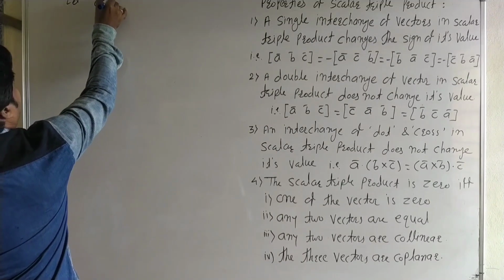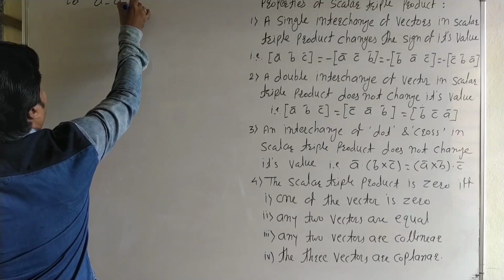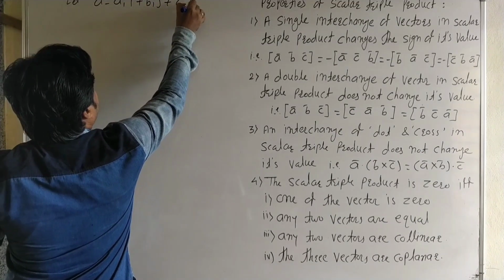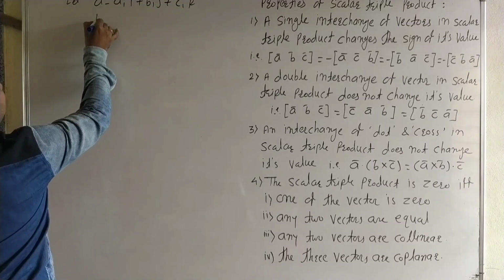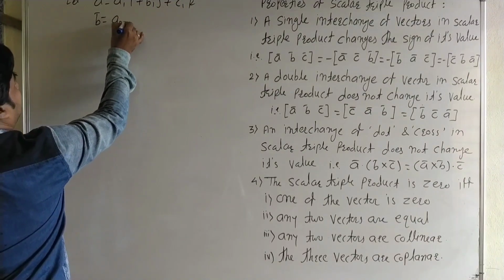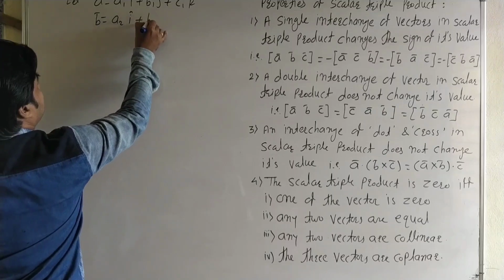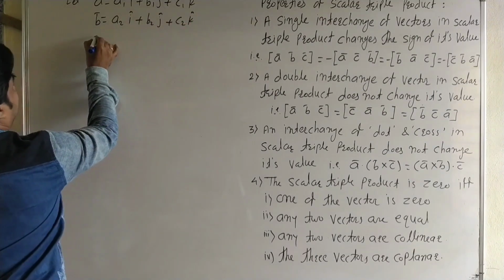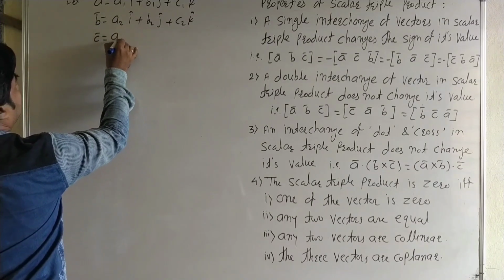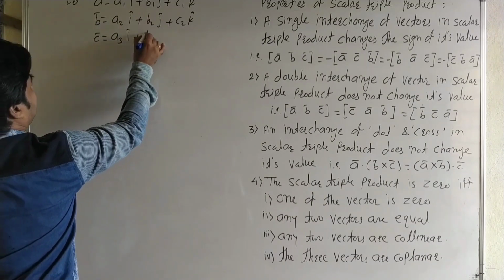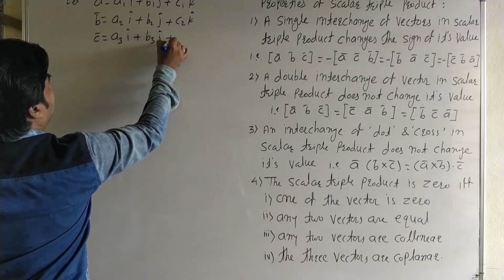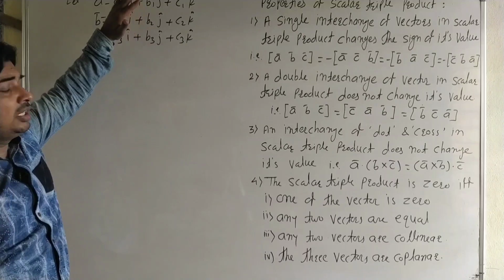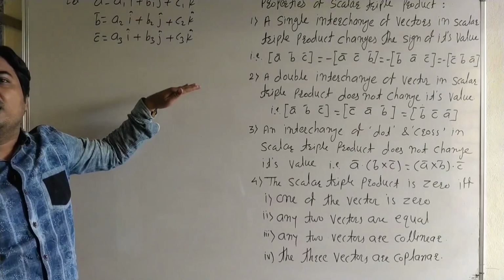A bar is equal to A1 i cap plus B1 j cap plus C1 k cap, B bar is equal to A2 i cap plus B2 j cap plus C2 k cap, and C bar is equal to A3 i cap plus B3 j cap plus C3 k cap are the three vectors. We know how to find the scalar triple product.